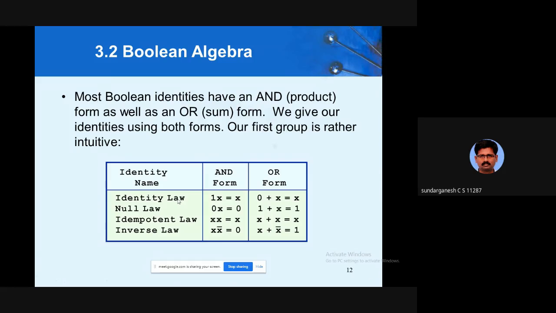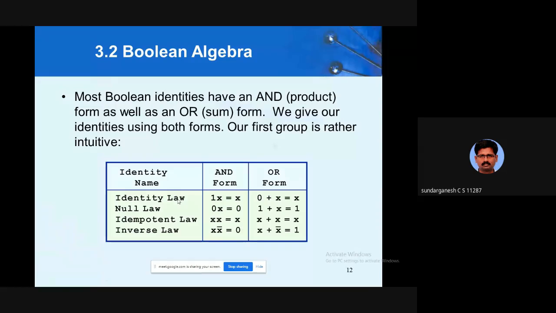Next one is idempotent law. Same thing, you are multiplying x into x. It is not x squared, it is x only. Okay. So x plus x also, it is not 2x, it is x only.